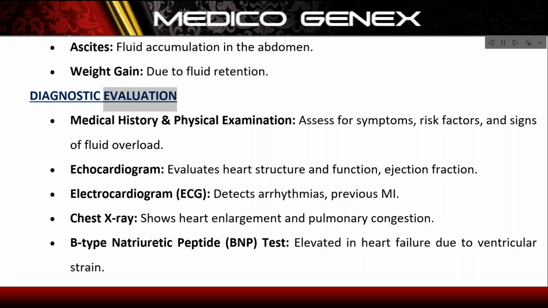Diagnostic evaluation. Medical history and physical examination, assess for symptoms, risk factors, and signs of fluid overload. Echocardiogram, evaluates heart structure and function, ejection fraction. Electrocardiogram, ECG, detects arrhythmias, previous MI. Chest X-ray, shows heart enlargement and pulmonary congestion. B-type natriuretic peptide, BNP, test, elevated in heart failure due to ventricular strain.